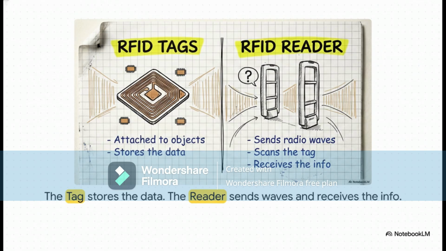So, to make it super simple, the tag is the data carrier. It's just a tiny little chip with an antenna that stores the information. The reader, on the other hand, is the device sending out the radio signal. But here's the really clever part. That signal from the reader actually gives the tag just enough power to wake up and send its information back. It's like the reader asks and the tag answers. A super quick wireless handshake.